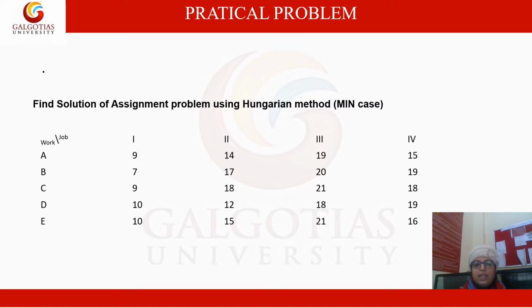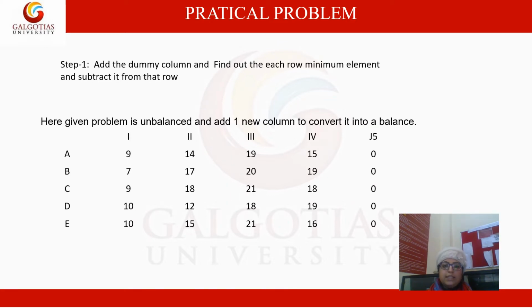As you can see in this question, work and jobs have been given to us. Let us see how we can solve this question. Both work and jobs have been given, but the jobs are numbered 1, 2, 3, 4, and the work is labeled from A to E. We can find that there is a complete imbalance in the number of rows and columns. That is, the number of works is not equal to the number of jobs.